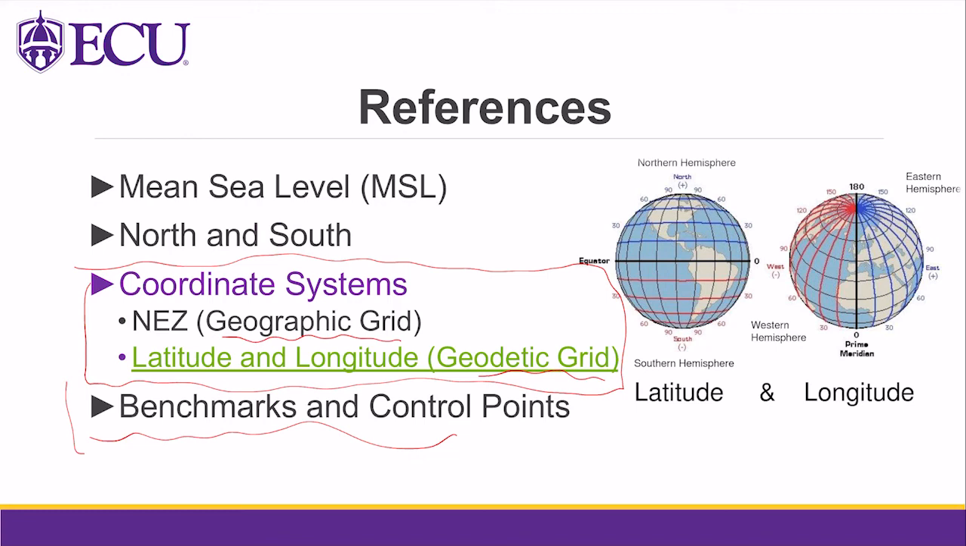But for the geodetic grid, the second coordinate system that you can see listed here, we assume that the earth is a perfect sphere. Then that brings us to latitude and longitude. Latitudes are imaginary lines going around the earth, but longitudes are also imaginary lines connecting the north pole to the south pole. Then by using these lines, latitude and longitude, we can locate any point on the earth.